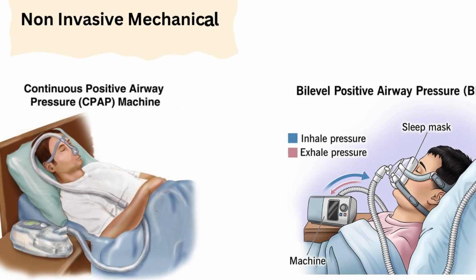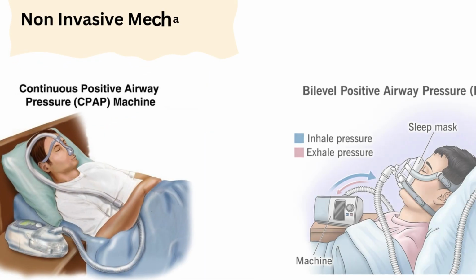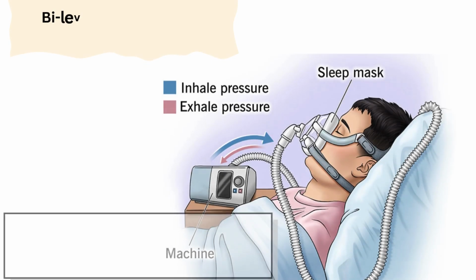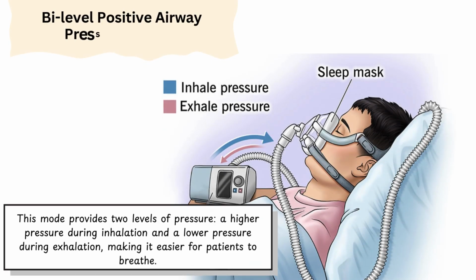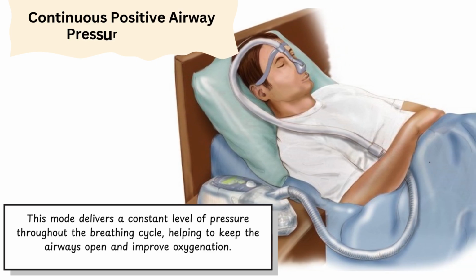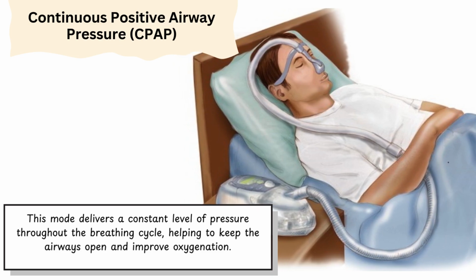Non-invasive mechanical ventilation, NIV. This method uses a mask or nasal interface to deliver positive pressure ventilation without the need for intubation. Bi-level positive airway pressure, BiPAP. This mode provides two levels of pressure, a higher pressure during inhalation and a lower pressure during exhalation, making it easier for patients to breathe. Continuous positive airway pressure, CPAP. This mode delivers a constant level of pressure throughout the breathing cycle, helping to keep the airways open and improve oxygenation.